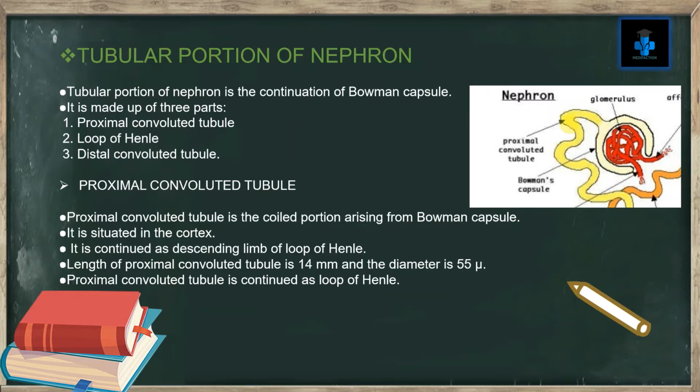Proximal convoluted tubule. The proximal convoluted tubule is the coiled portion arising from the Bowman's capsule. It is situated in the cortex. It is continued as the descending limb of loop of Henle. The length of the proximal convoluted tubule is 14 mm and the diameter is 55 microns. Proximal convoluted tubule is continued as loop of Henle.